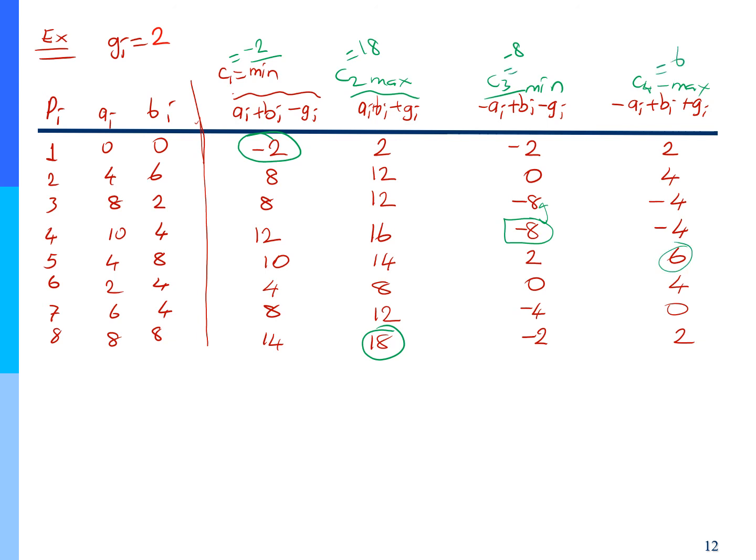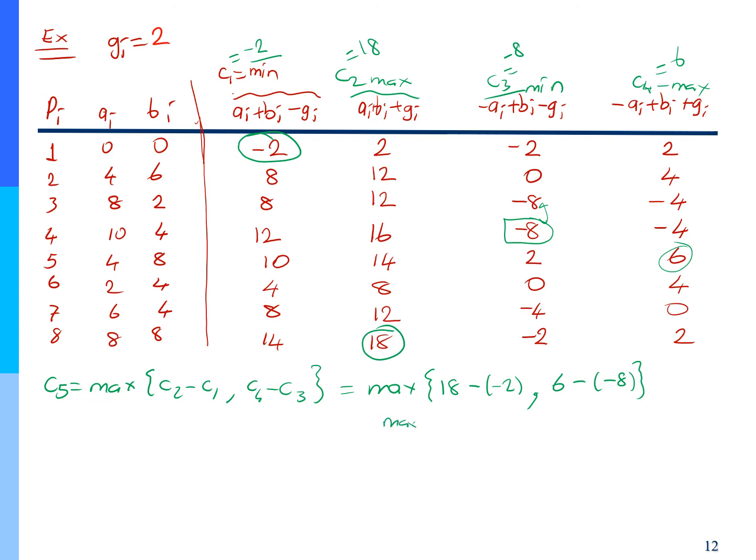Okay, so after calculating these C1, C2, C3, C4, let's calculate C5, which will be the maximum of C2 minus C1 and C4 minus C3. And actually it will be the maximum of C2 is equal to 18 minus C1 is equal to minus 2, and the next one, C4, which is 6, minus minus 8. Okay, so we have the maximum of 18 plus 2, 20, and 6 plus 8, 14, and this maximum is 20. Then the optimal objective function value is 1/2 of it, which will be 10. Okay, so we calculated just the objective function value.